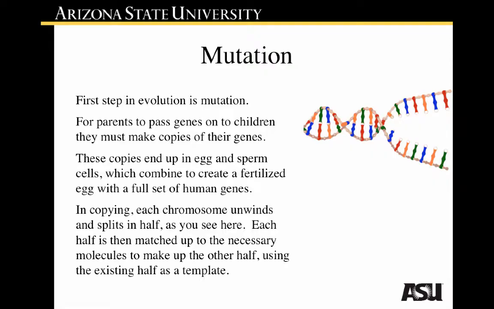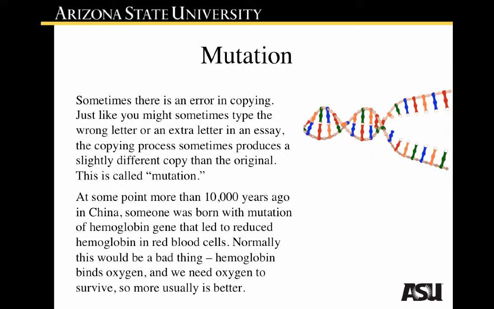Each is then matched up to the necessary molecule to make up the other half, using the existing half as a template. So that's kind of what happens typically during sexual reproduction. Sometimes, however, there's an error during this whole copying process, just like you might sometimes make an error in adding an extra letter or something like that to an essay. Often this causes an error, and in genetics this is called a mutation.